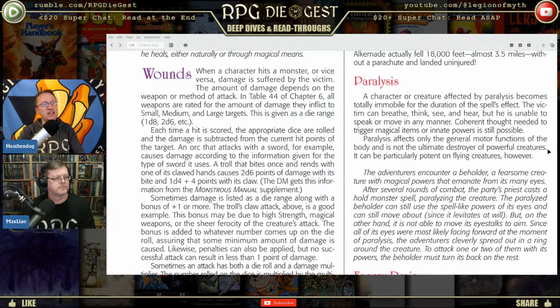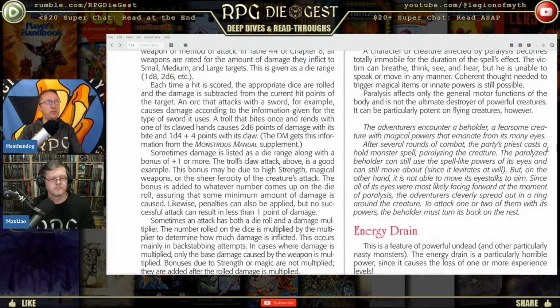Sometimes damage is listed as a die range along with a bonus. The Troll's Claw attack above is a good example. This bonus may be due to high strength, magic weapons, or whatever. Doesn't matter. It says you get a d8 plus whatever. That means you roll the d8 and then add the whatever. For magical weapons, this is pretty easy. You have a +1 weapon. At the end, you get +1 damage.